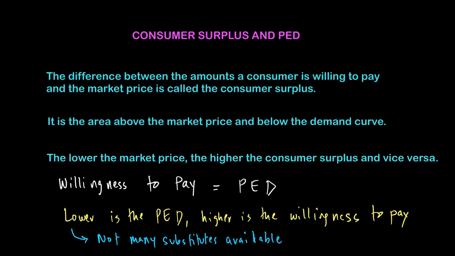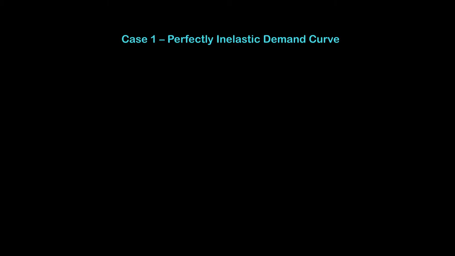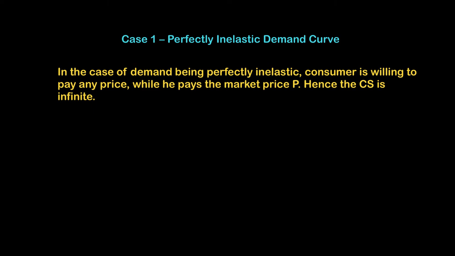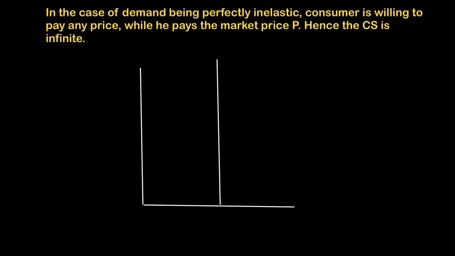Let's now look at two extreme cases, one of a perfectly inelastic good and another of a perfectly elastic good, and see how consumer surplus will vary in both of these cases. In the case of a perfectly inelastic good, we argue that the consumer is willing to pay any price, because remember, this is a good which has no substitute available. For a perfectly inelastic good, the demand curve is completely vertical. So if you look at the demand curve, you're willing to pay any price, since your life depends on that. Let's see this in terms of a diagram. This means the consumer is willing to pay any price.